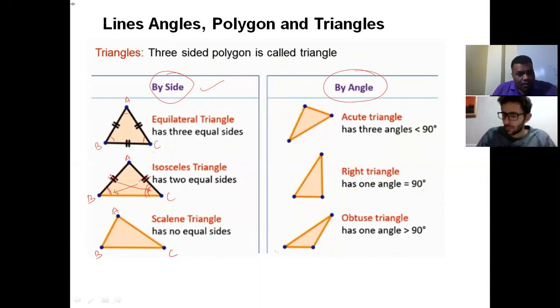If all angles of a triangle are less than 90 degrees, it is called an acute triangle. If one angle is 90 degrees, that triangle is called a right triangle. And if one angle is more than 90 degrees, this is called an obtuse triangle.